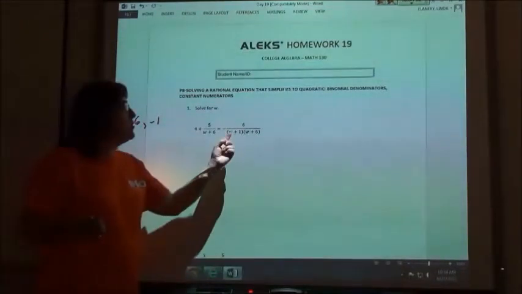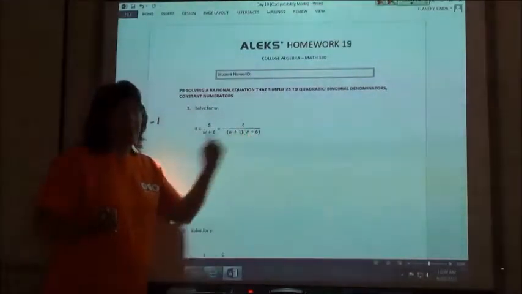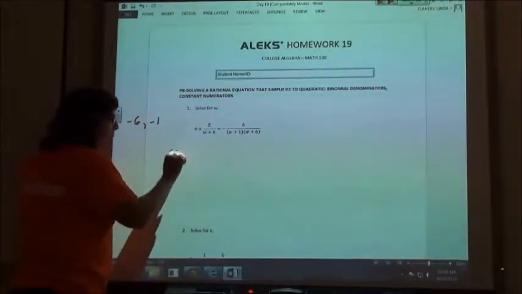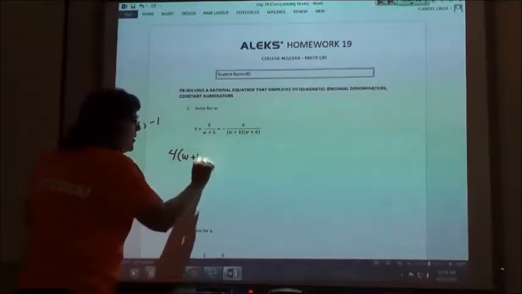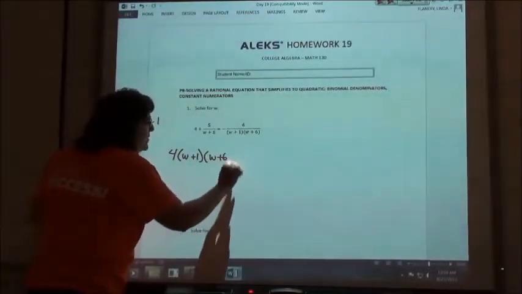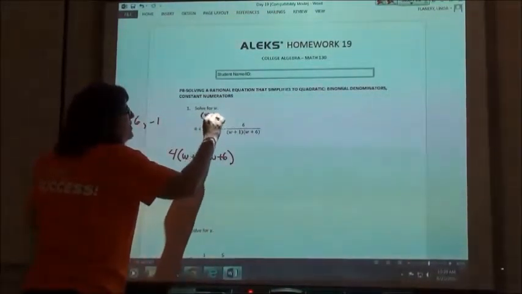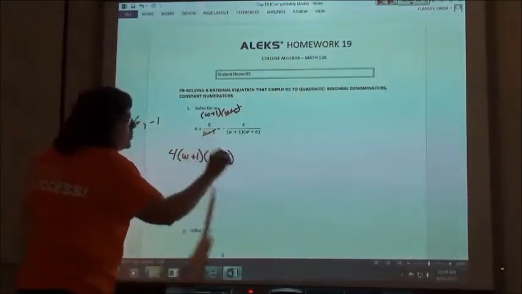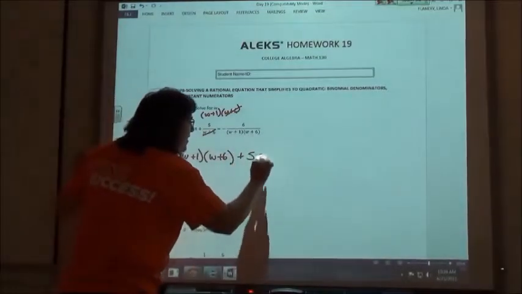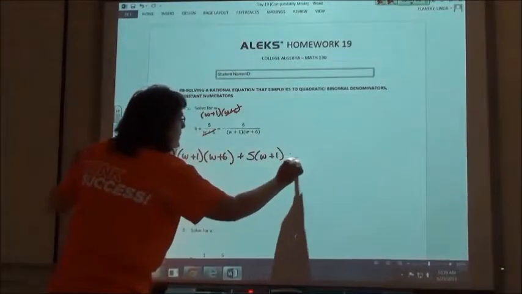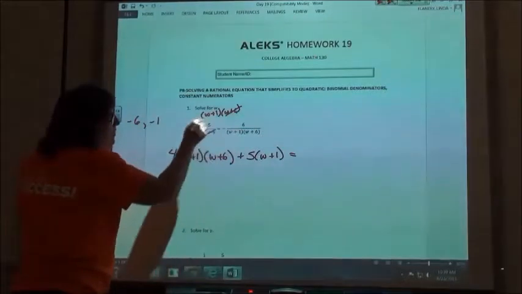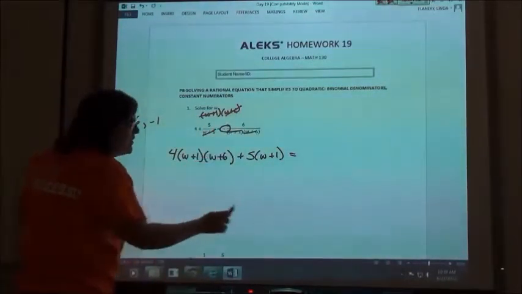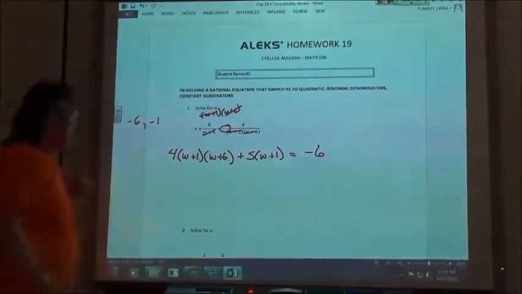Our common denominator is going to include both the w plus 1 and the w plus 6 so that we can eliminate the fractions. So we're going to have 4 times w plus 1 and w plus 6. On this one, when we multiply by the w plus 1 and the w plus 6, the w plus 6 cancels. So we're going to have plus 5 times w plus 1. On the other one, both of them are going to cancel. That's going to cancel there, that's going to cancel there. There's a minus sign there, so I'm going to have a minus 6 on the end.